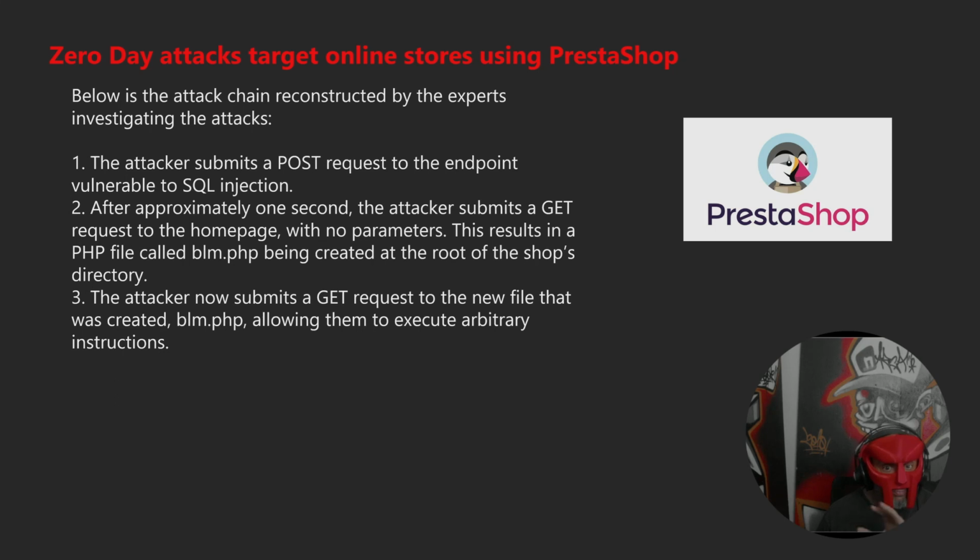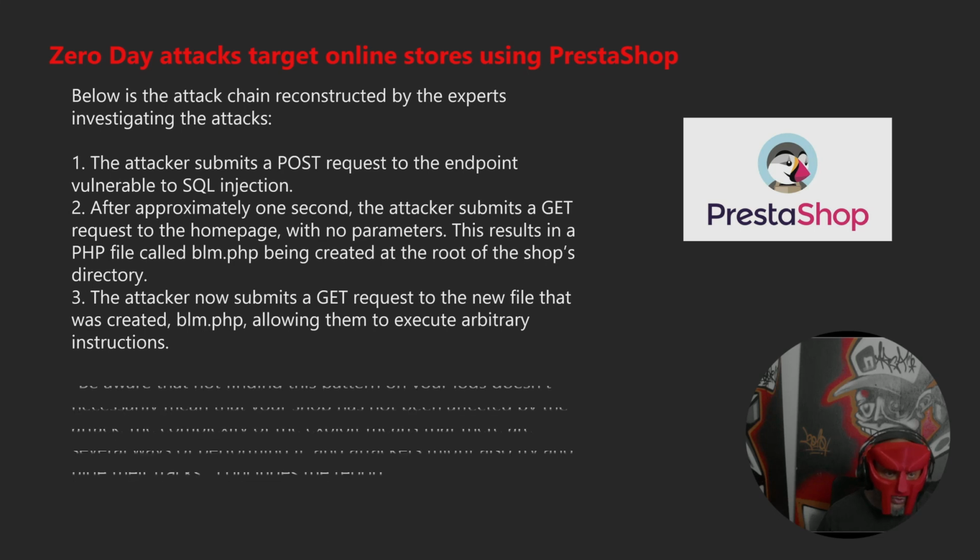So the attacker submits a POST request to the endpoint vulnerable to the SQL injection, and there's some command within that injection. After approximately 1 second, the attacker submits a GET request to the homepage with no parameters. Now, this seems to trigger whatever they posted in their SQL injection, resulting in a PHP file called blm.php being created at the root of the shop's directory. The attacker now submits a GET request to the new file, this blm.php, that was created. blm.php allows them to execute arbitrary instructions.